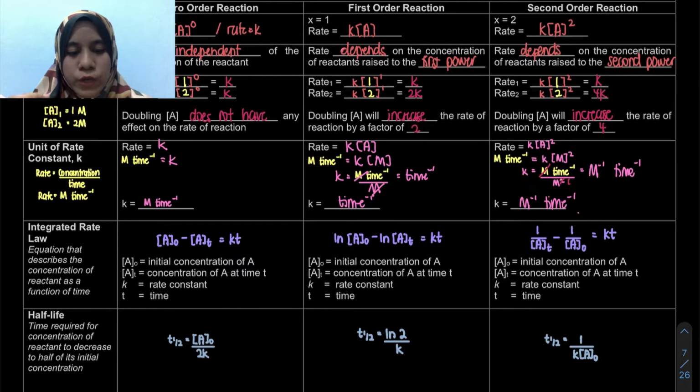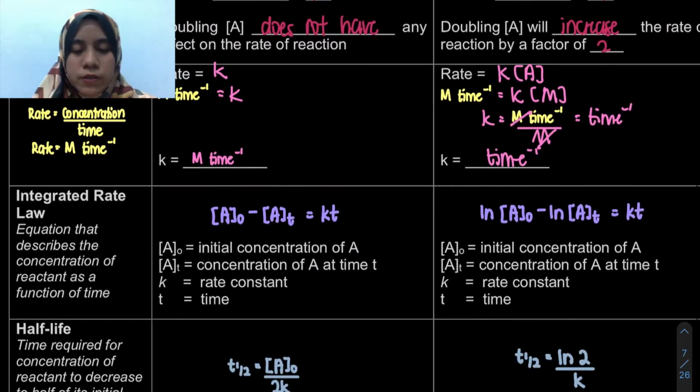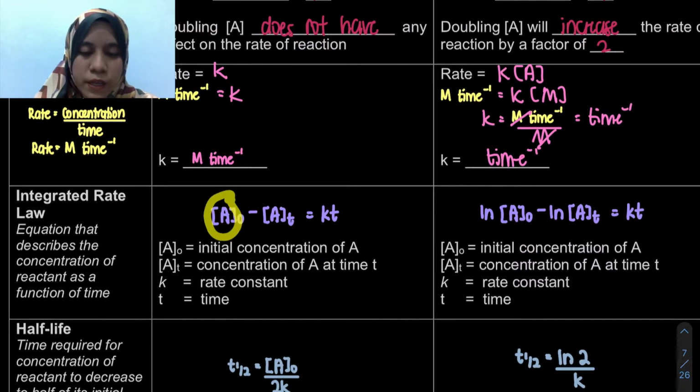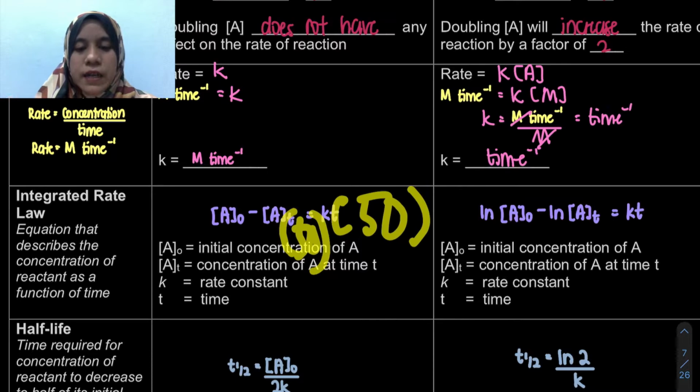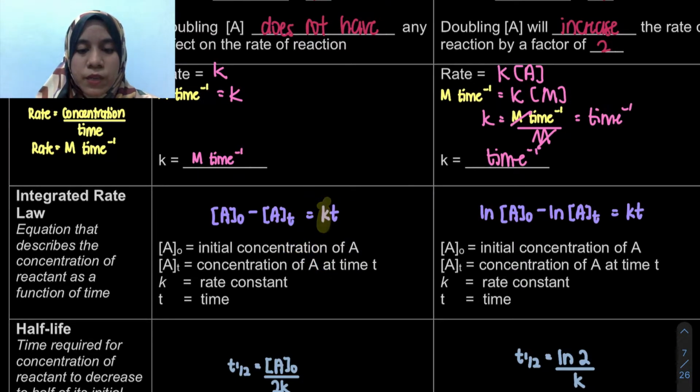Okay, so we look here at the zero order reaction. A0 means the initial concentration, when time is equal to zero. The initial one minus the current concentration. For example, if our time here is 50 seconds, this is the concentration at 50 seconds. K is our rate constant. Remember that the unit of K for zero order is molar per time. And time depends on the question, maybe second or minute. So that is for zero order.